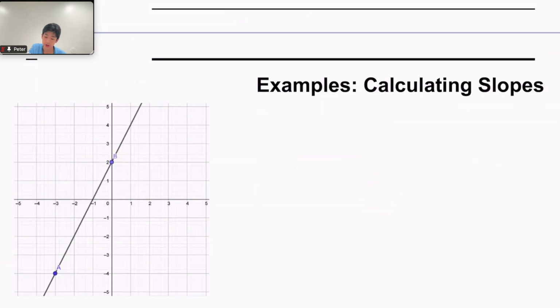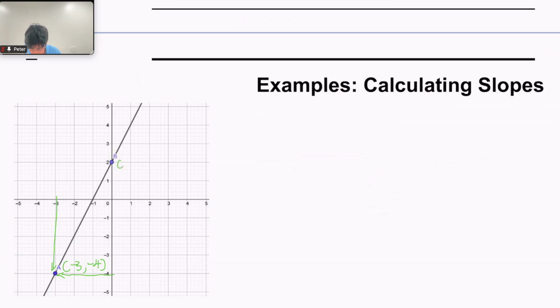Calculating slopes. So first, we're going to find the coordinates of these two points. The first one will be -3, -4, because the x coordinate here is at -3, and the y coordinate here is -4. The x coordinate goes first and the y coordinate second, so it's -3, -4. Then we're going to find this other one.